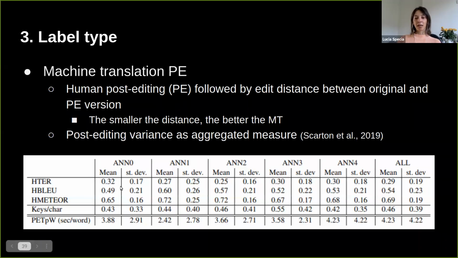And you can see that there's some fair agreement here. Annotator 0, 32, 1, 27, 25, 30, and so on. So it's a way of showing that in the post-editing task, it's possible to expect some level of agreement in the proportion of errors that were edited.